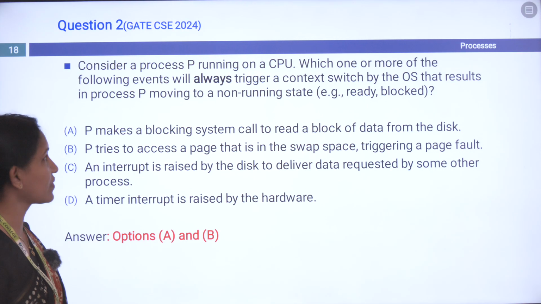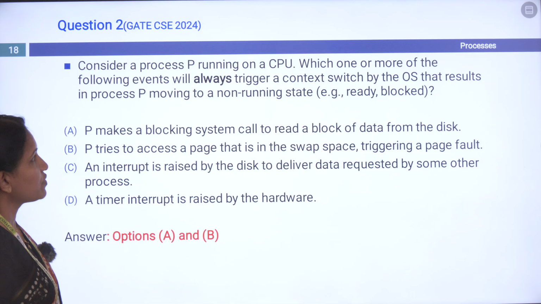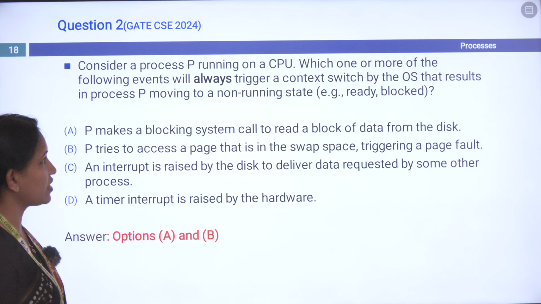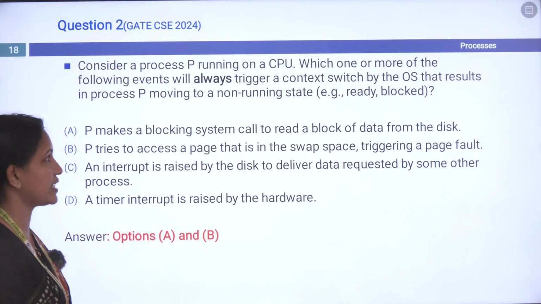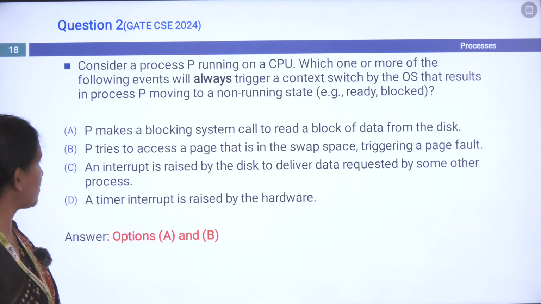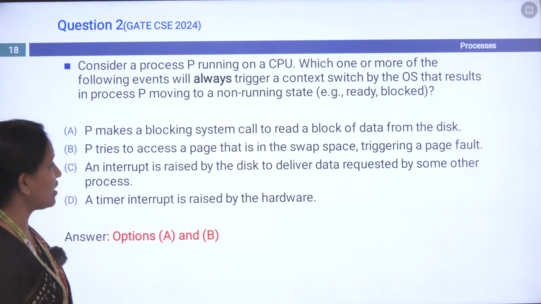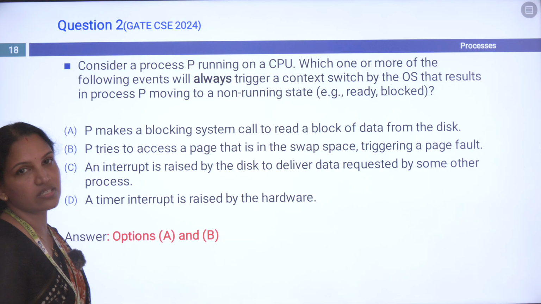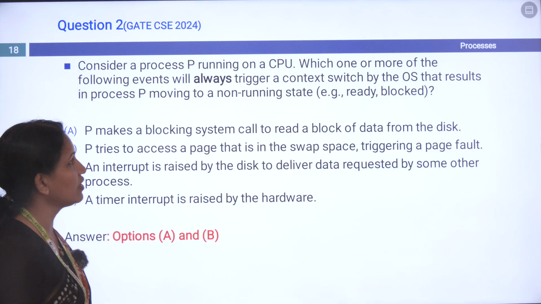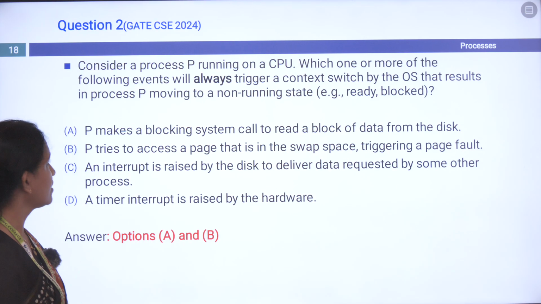Second question: consider a process P running on a CPU. Which one or more of the following events will always trigger a context switch by the OS that results in process P moving to a non-running state? So here we are given 4 options, and we have to find in which of these options the process will enter a non-running state. So let's check the first option, A.